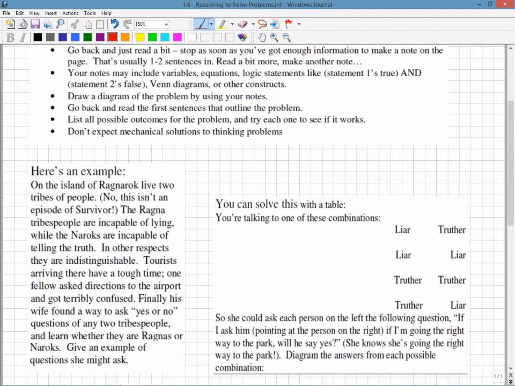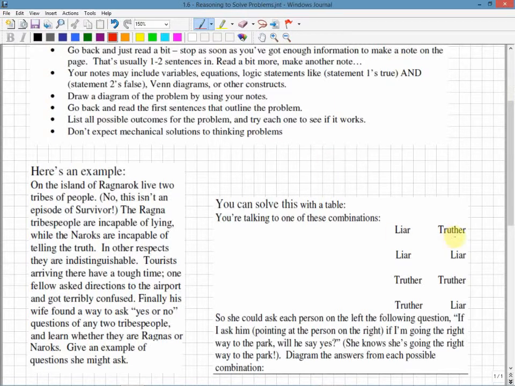Tourists arriving here have a tough time. One fellow asked directions to the airport and got terribly confused. Finally, his wife found a way to ask yes or no questions, so only a simple answer, and learn whether they are Ragnas or Naroks. Give an example of the questions you might ask.